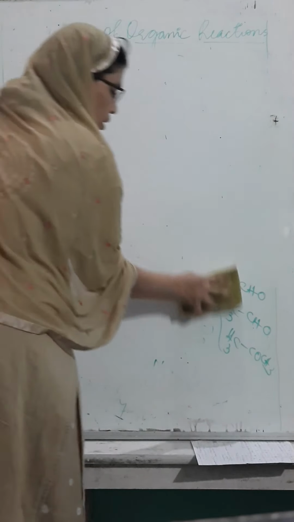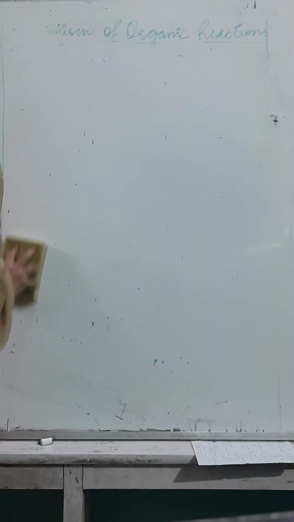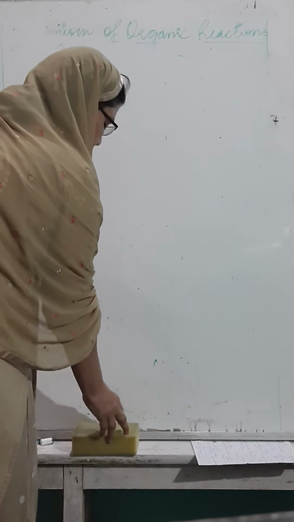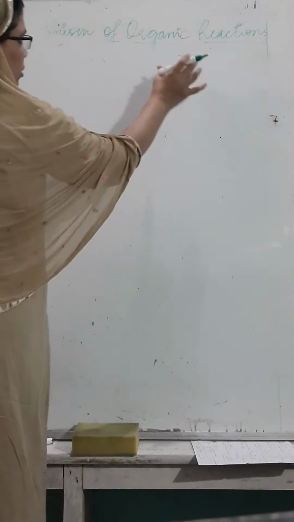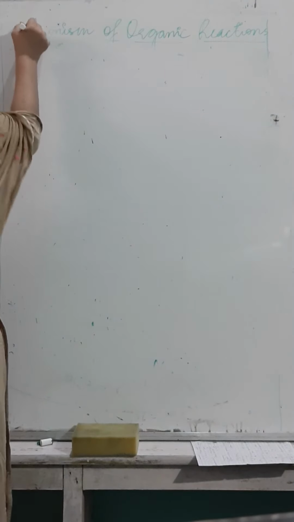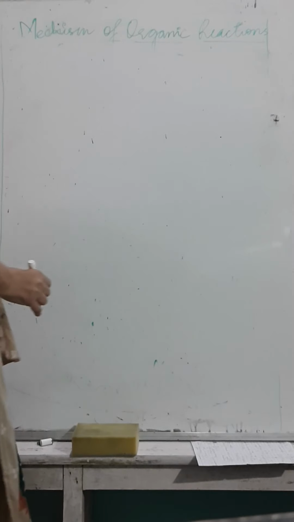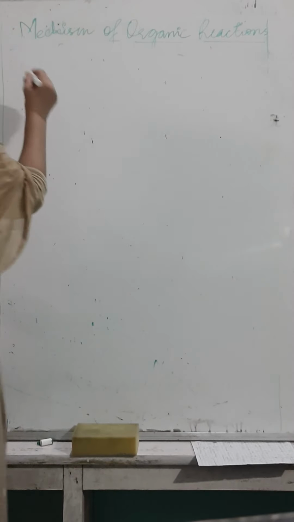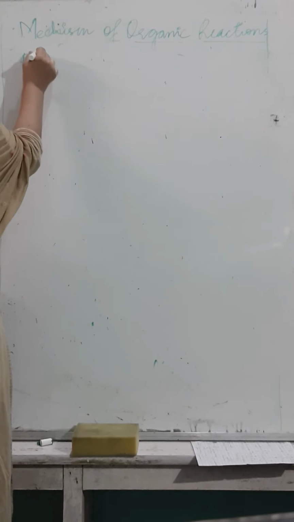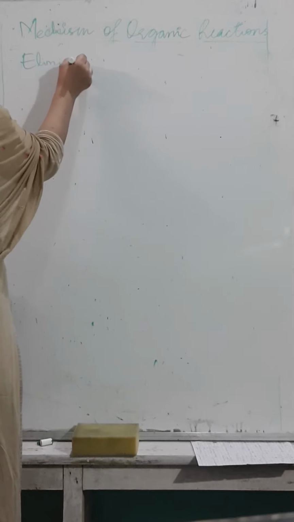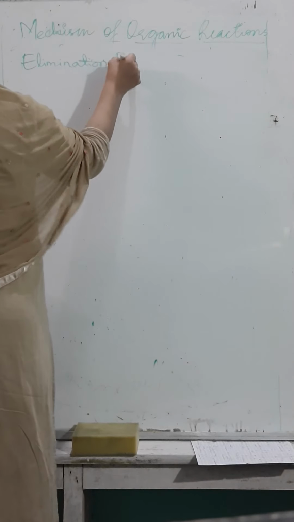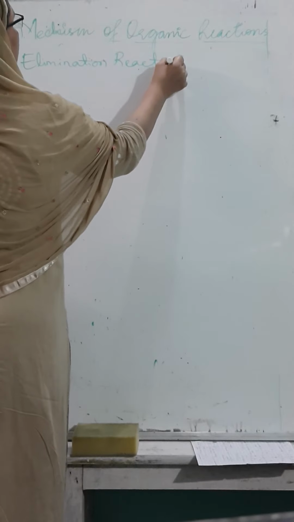Addition and elimination are exactly opposite. How is that possible? In an addition reaction, multiple-bonded molecules are converted into single-bonded ones. In an elimination reaction, singly bonded alkyl halides or alcohols are converted into alkenes. This is the elimination reaction.